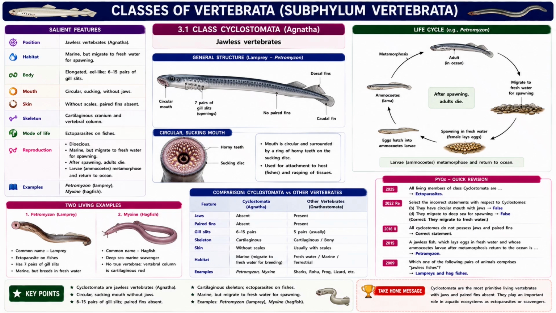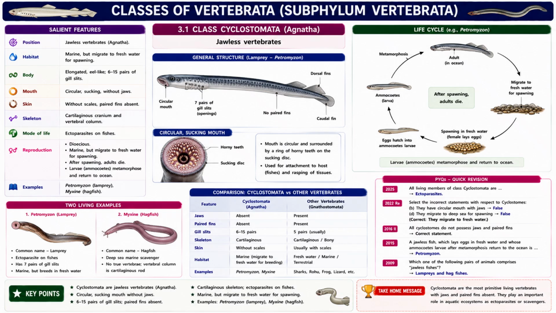It is very important. Petromyzon is actually a favorite topic. So let's see the general structure of the class Cyclostomata, also called Agnatha, in which you can see the mouth is circular. There are 7 pairs of gill slit openings, no paired fins. There is one caudal fin, one dorsal fin. The circular sucking mouth can be seen here, and that is an important character of Petromyzon. You can see that the larva is the ammocoetes of the Petromyzon. The two living examples are Petromyzon lamprey and Myxine hagfish.